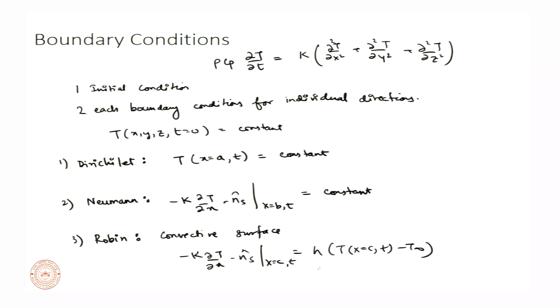If it is radiative, then it is equal to minus k del T by del x dot with surface normal at x equals d comma t equals epsilon sigma times T at x equals d comma t to the power of 4 minus T infinity to the power of 4. This is for a radiative surface.